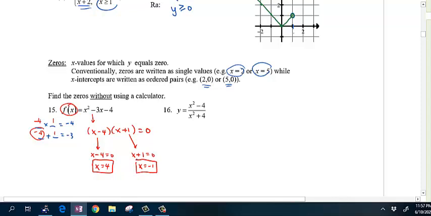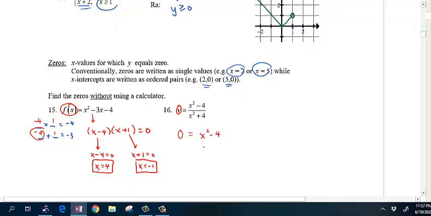Similarly, number 16 here, I've got a fraction. If I want to make it equal to 0, I'm making y equal 0. Does the denominator really matter here? No, because if I multiply both sides by x squared plus 4, I'll still get 0 on the left, and I'll just have x squared minus 4 on the right.